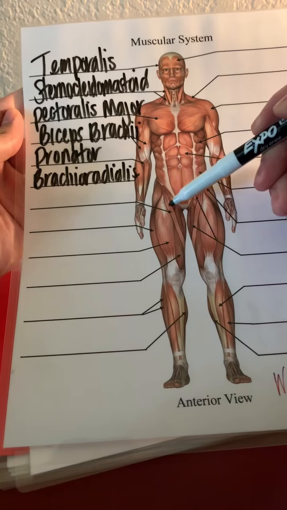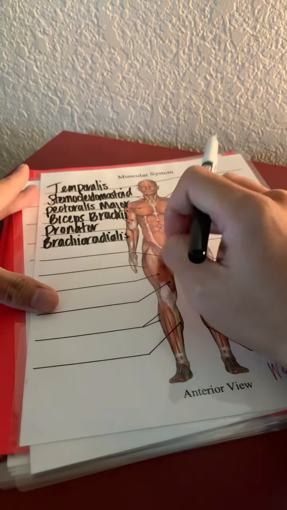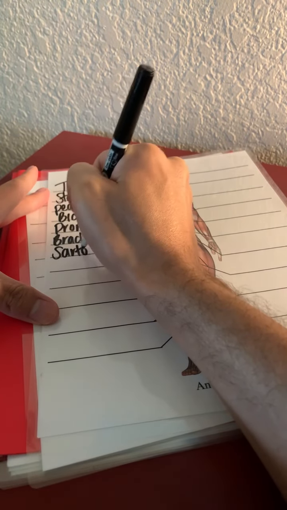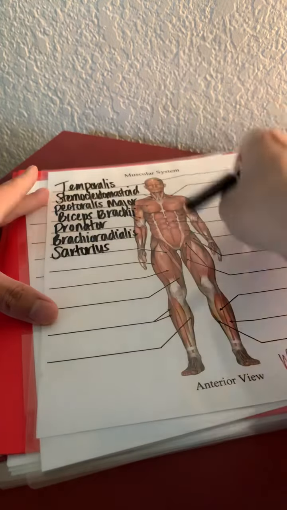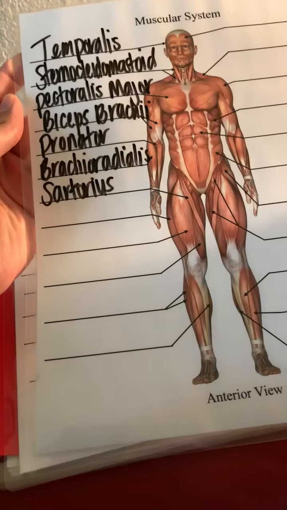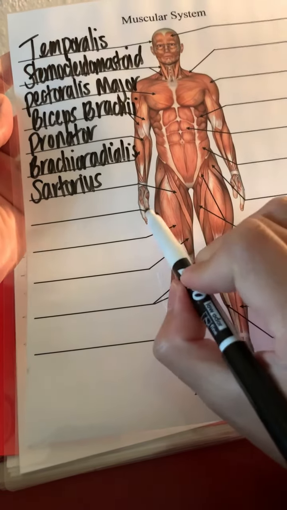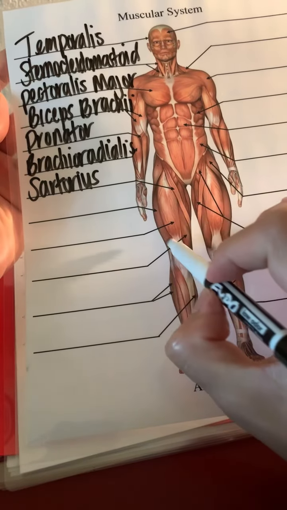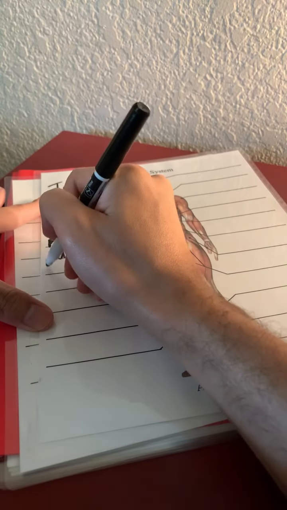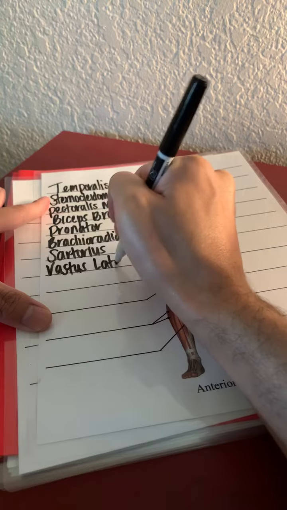Next, we have the longest muscle in the body, which is our sartorius. And then we are moving now into our quadriceps, which are these muscles right here. The very first one we have is our vastus lateralis, because it's on the lateral aspect of our thigh. So we have vastus lateralis.